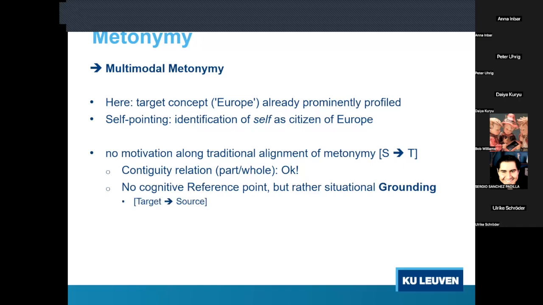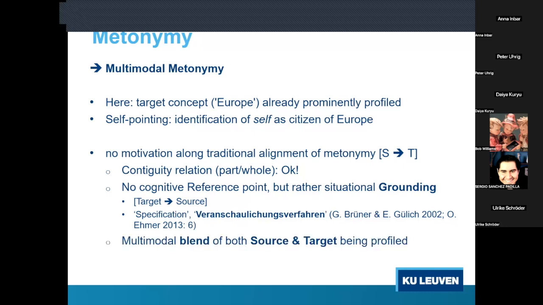And this is where German, like Shakespeare's language, but Kant's language has the upper hand here in the term Veranschaulichungsverfahren. Yeah. It really says it all. We have access to a concept, but the Veranschaulichung is a specification. We sort of depict by gesturing, make it clear what is meant, Europe and me being a citizen. So I think there's some sort of multimodal blend going on here between the source and the target, both being profiled verbally and with the target, like we saw with the suffocating.